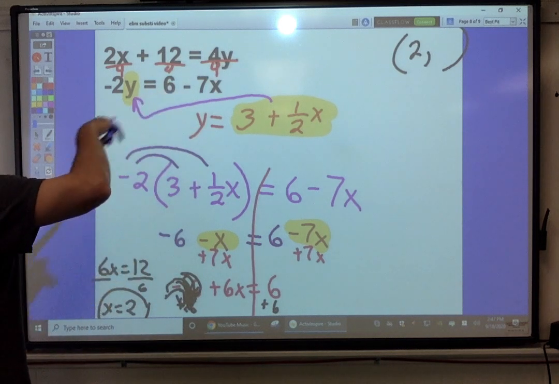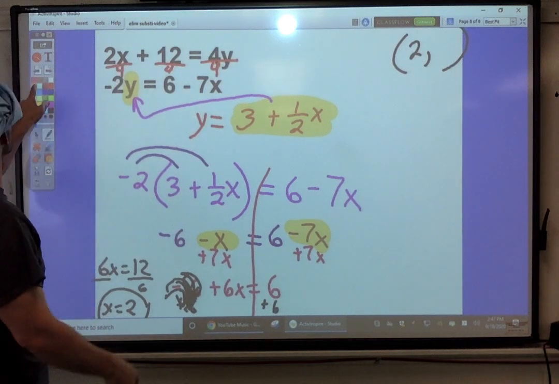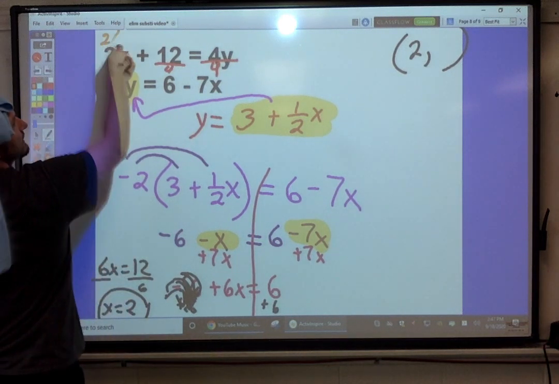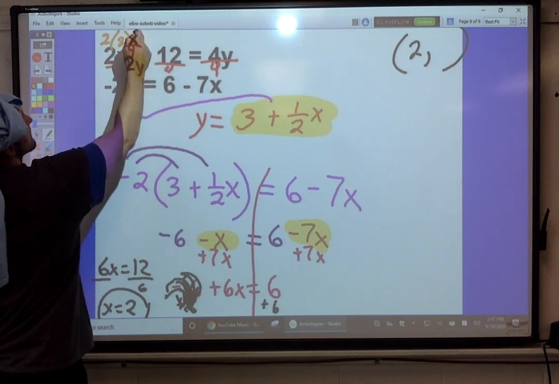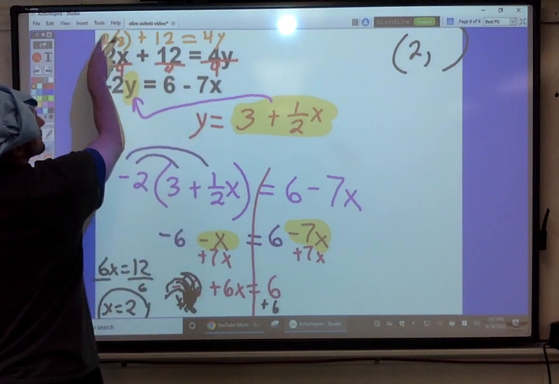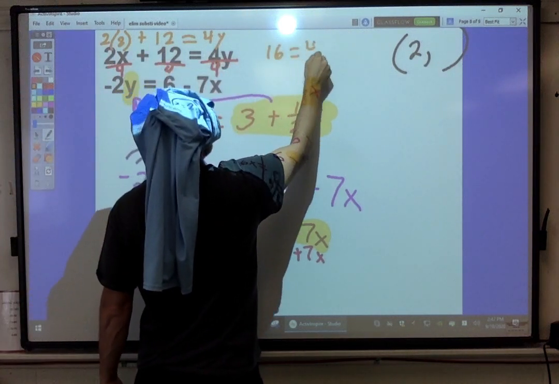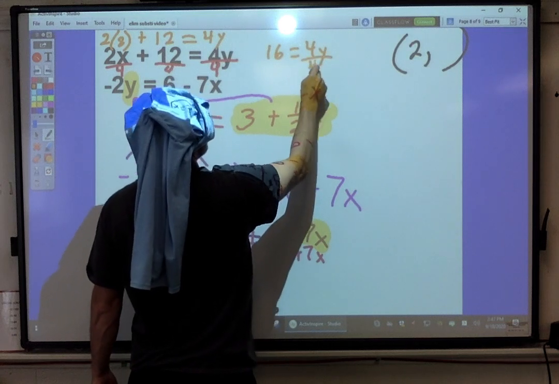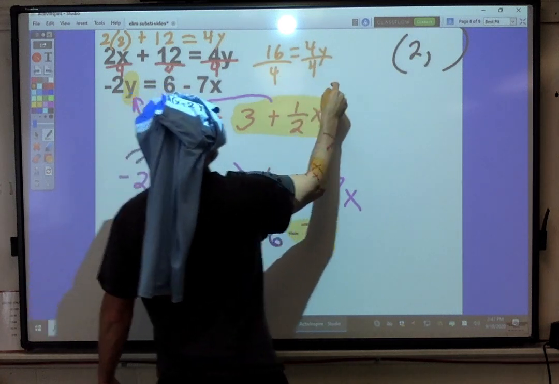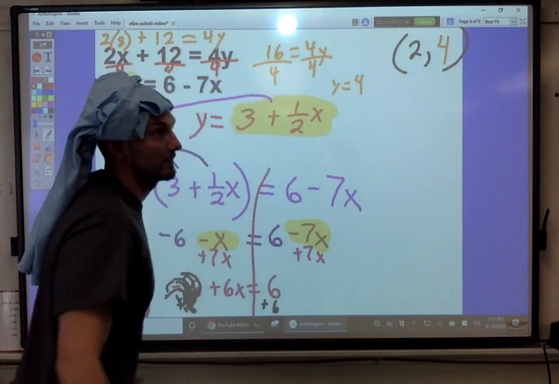Take x and plug it in. Alright, so let's plug it in here. Use orange. So 2 times 2 plus 12 should equal 4y. So 4 plus 12 is 16. 16 equals 4y. Divided by 4, we get y is 4. So right now, that's what I'm thinking.